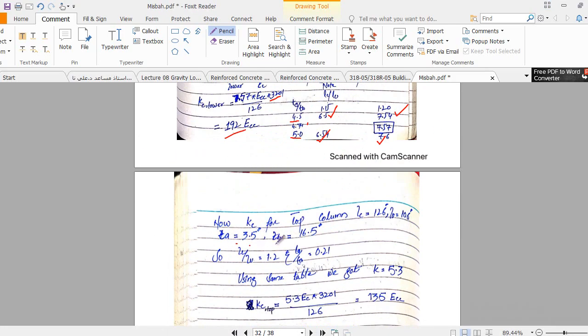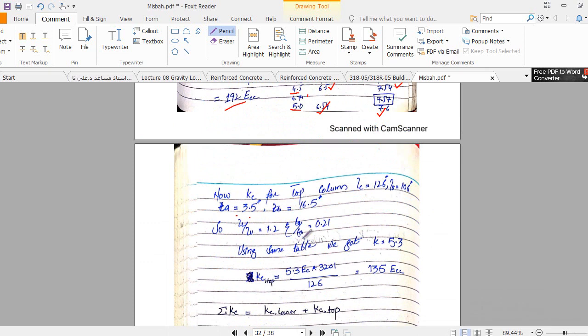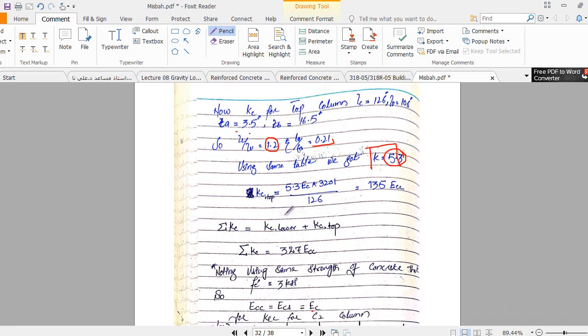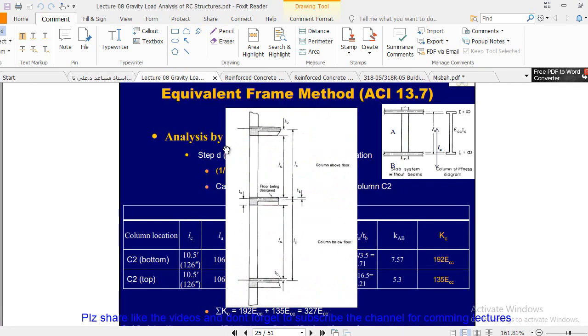You see, TA and TB, you just need to find the values, the ratios, and here we are also lucky because 1.5 coincides with that value. We just need to find 0.21 in table S17. The value which I calculated is 5.3. You just need to plug in Kc for the top. You see here, 135.